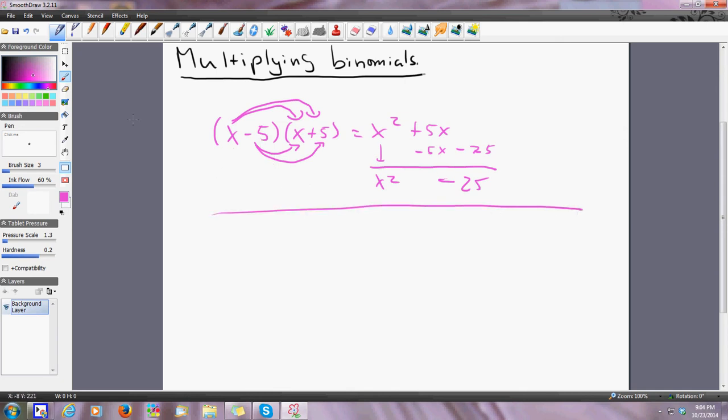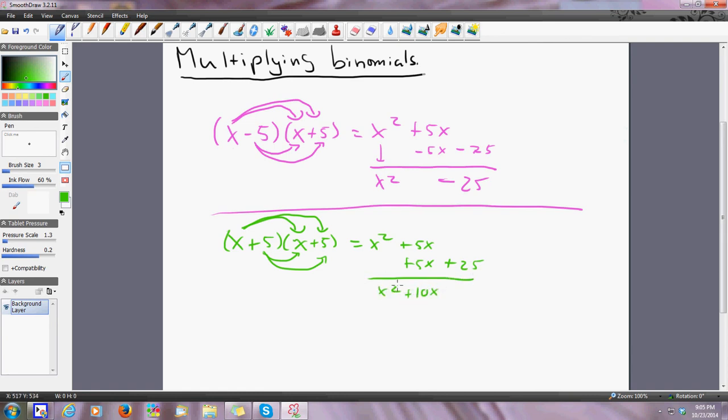And then the last one is going to look similar. x plus 5 times x plus 5. And when I do that, I get x squared plus 5x plus 5x, and notice plus 25. These two are different because here I'm still left with 3 terms, whereas here I was only left with 2 terms.